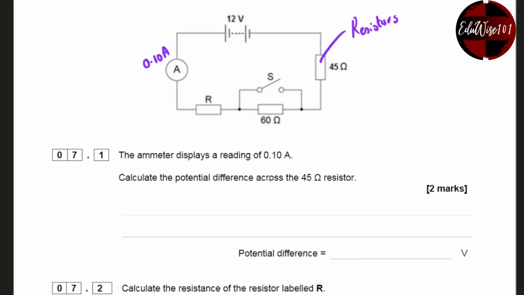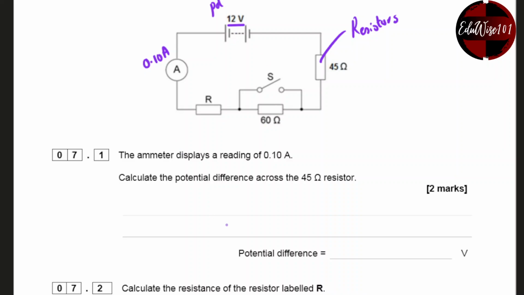Calculate the potential difference across the 45 ohm resistor. Now the potential difference supplied by the power supply is 12 volts. There's a total of 12 volts. Because it's in a series circuit, that potential difference or voltage is actually shared between the components. If it is a series circuit, it's going to be shared. So part of the energy is going to go to the resistor R, then to the resistor 60 ohm, and then 45. The total potential difference should add up to 12 volts.